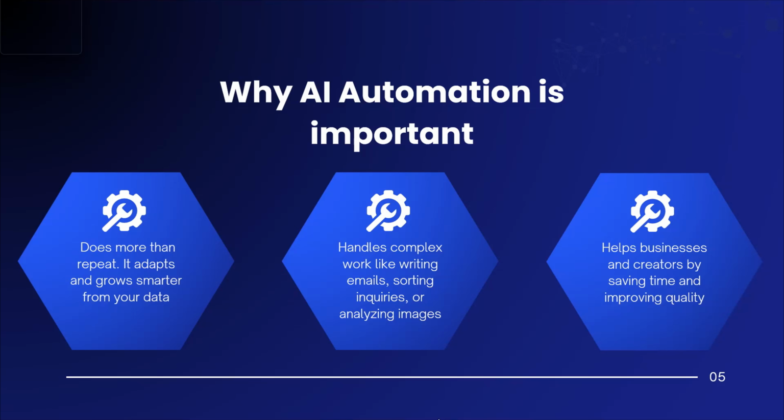So the next slide talks about why automation is important. So why is automation important, you might ask? First of all, automation does more than just repeat. Like I mentioned earlier, with traditional automation, all they do is repeat a task that rules have been set for them. They take those rules and just keep repeating whatever that task is. But with AI automation, it doesn't just repeat the task. It will repeat the task, definitely, but as it's repeating this task, it is growing, it is adapting, and it is getting smarter from the data that it has access to.